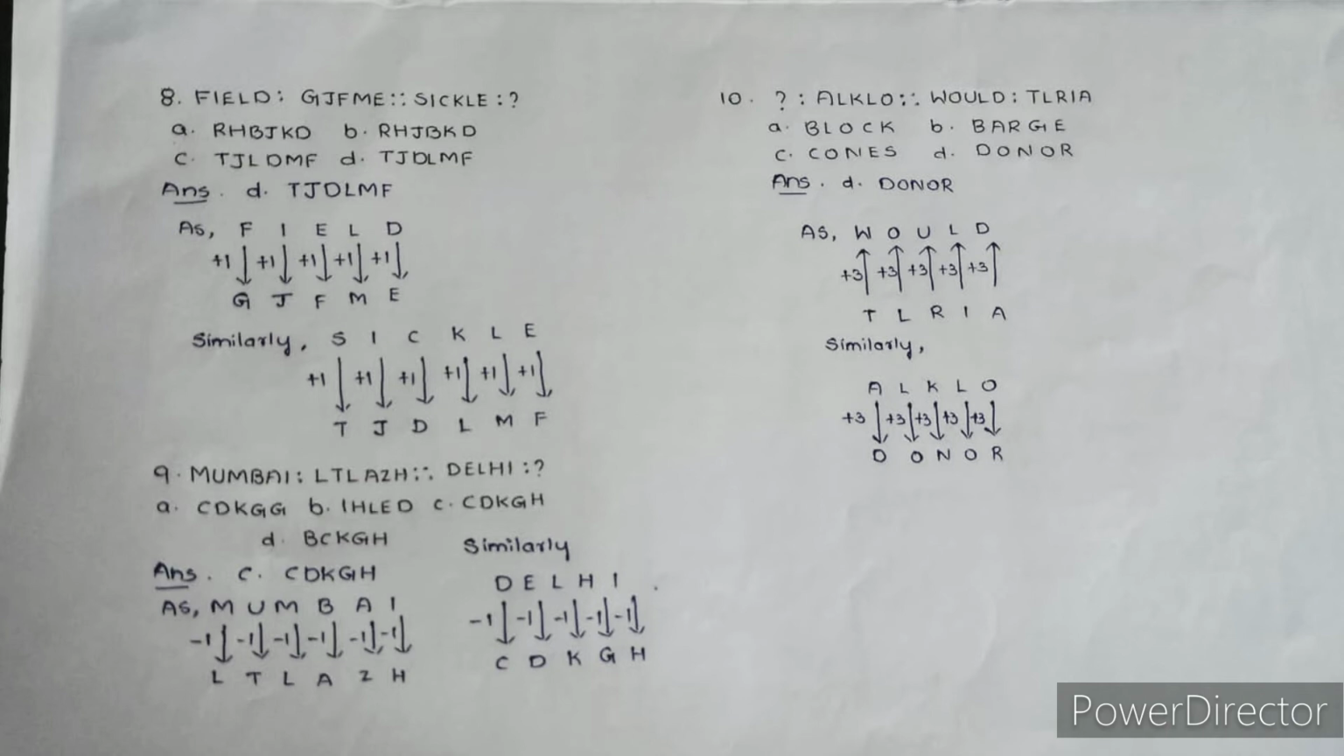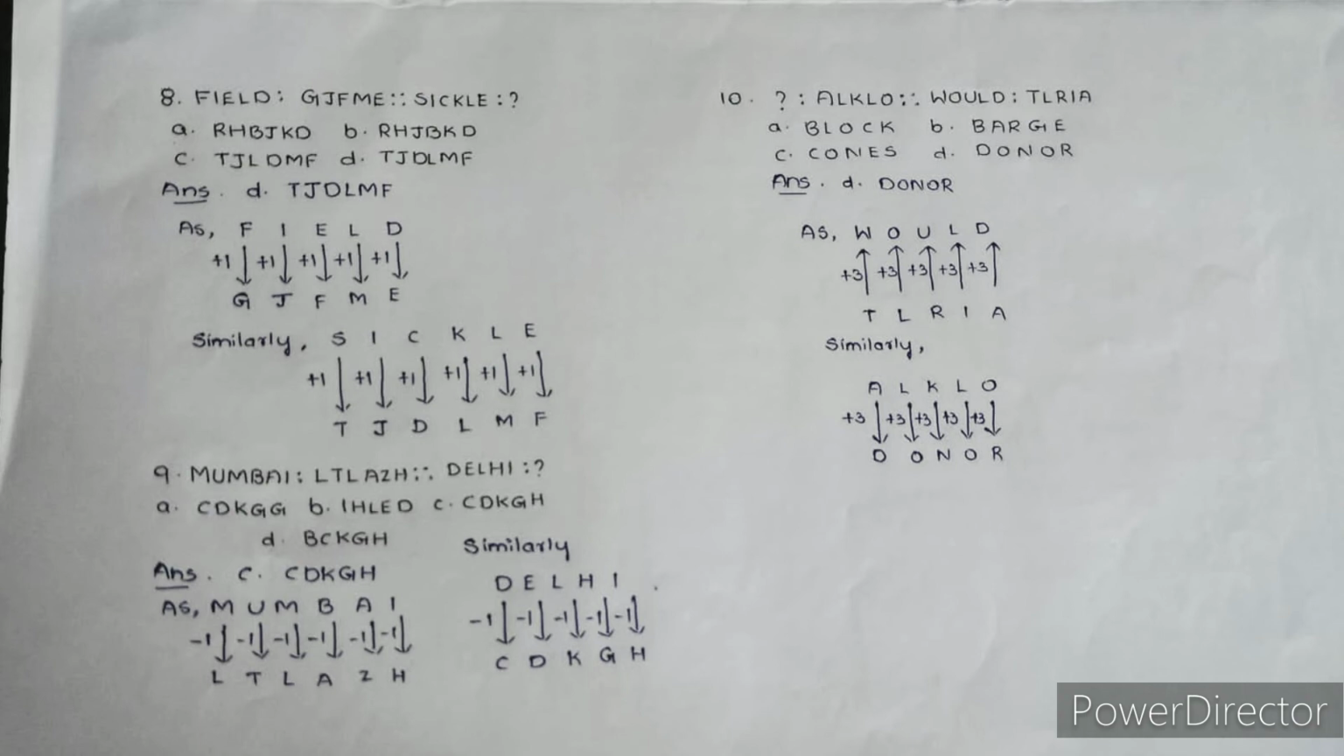And the ninth question is, MUMBAI is to LTLAZH. Similarly, DELHI is to what? So the options are CDKGG, IHLED, CDKGH, BCKGH. So first let us find out the relation between MUMBAI and LTLAZH.